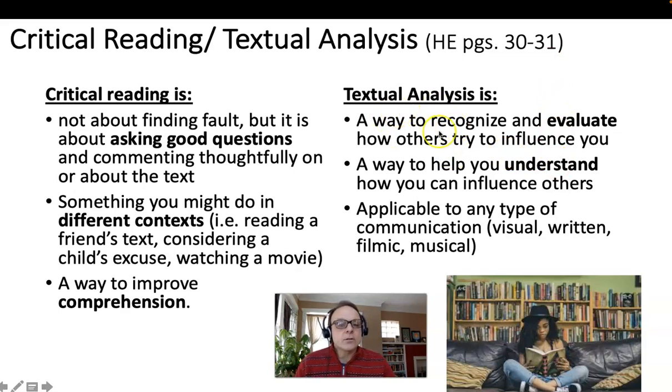Textual analysis is just so you have a text, whatever it is, you're reading a short story, "Edison, New Jersey" by Junot Díaz, right? And so it's a way to recognize and evaluate how others try to influence you. Even in a short story, they're trying to influence you. But especially in nonfiction, if you're reading an article, maybe it's trying to persuade you about some topic in a newspaper or something like that.